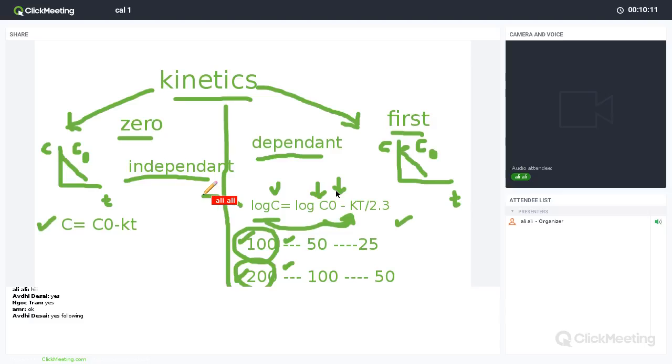We will go to the other side, where the zero order reaction is. We will give two examples with the same 100 and 200.